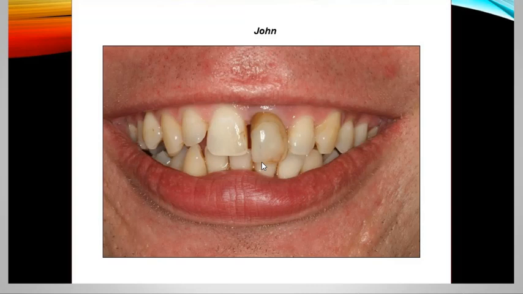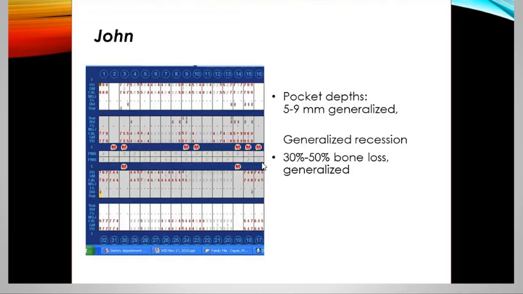So let's look at John. You can see that he probably has a periodontal problem, especially around his central incisor. Let's take a look at his medical and dental history. When we look at his pocketing and periodontal charting, he has 5 to 9 millimeters generalized pocketing. When I looked at the radiographs, he had generalized recession and 30 to 50% generalized bone loss. He was certainly at least an AAP 3.